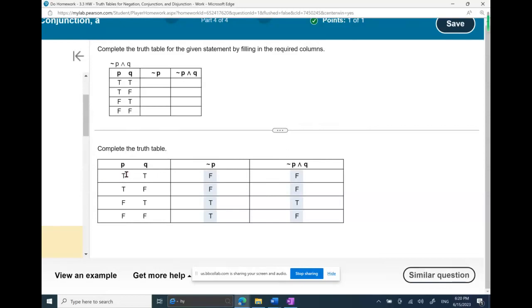So the first case is when P and Q are both true. Second case, P is true, Q is false. Third case, P is false, Q is true. The last case is when both of them are false. Always like that, all right? When the compound statement involves two simple statements, the first two columns in the table always look like that with the four cases, and you should keep the order as well. T, T, T, F, F, T, F, F.